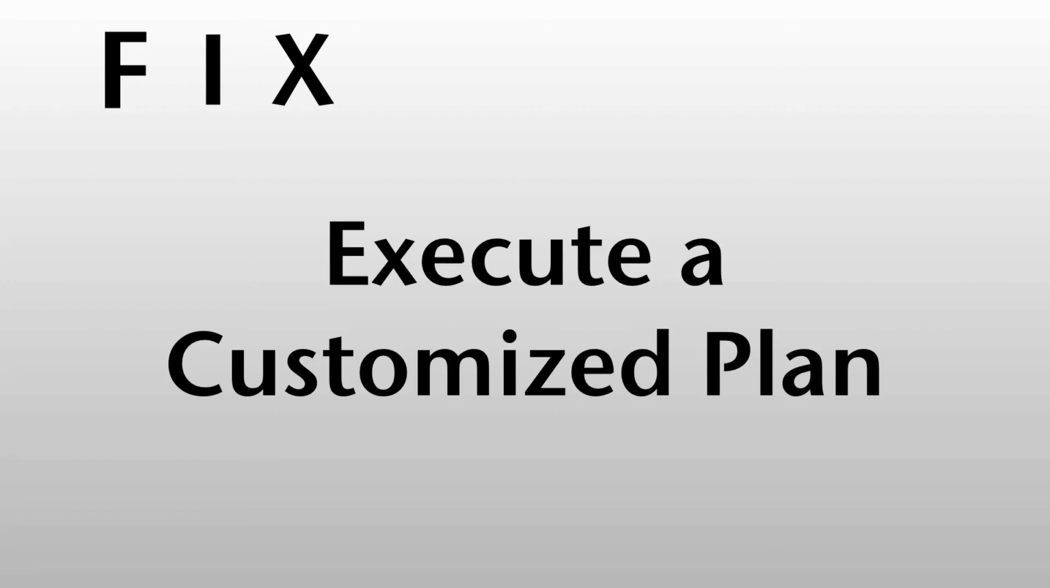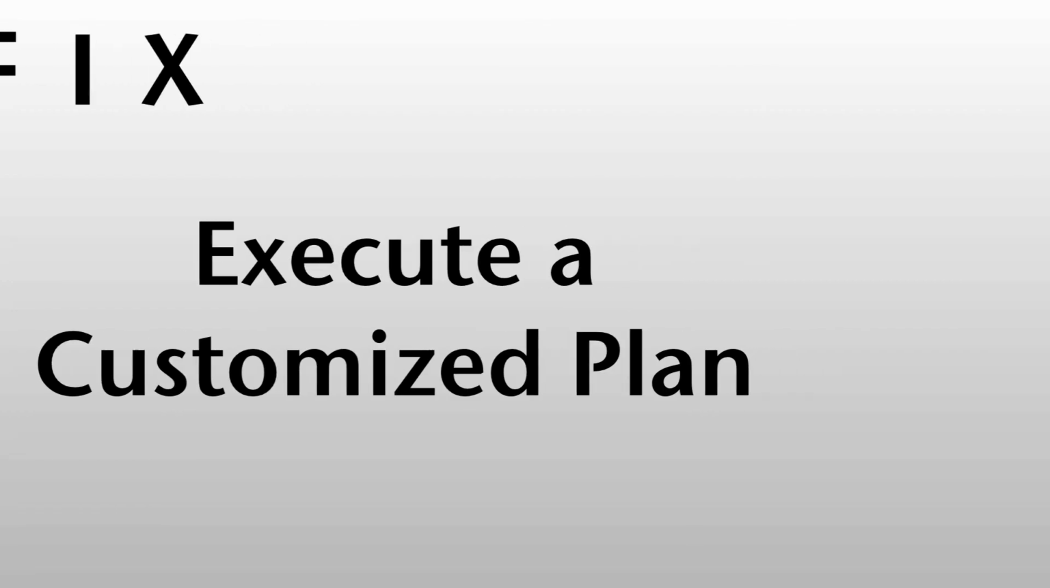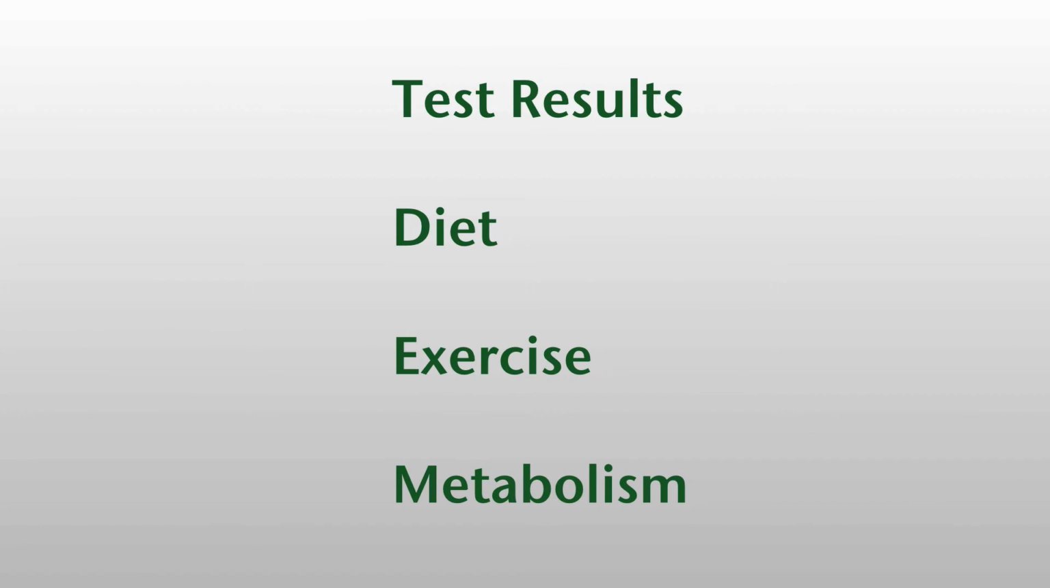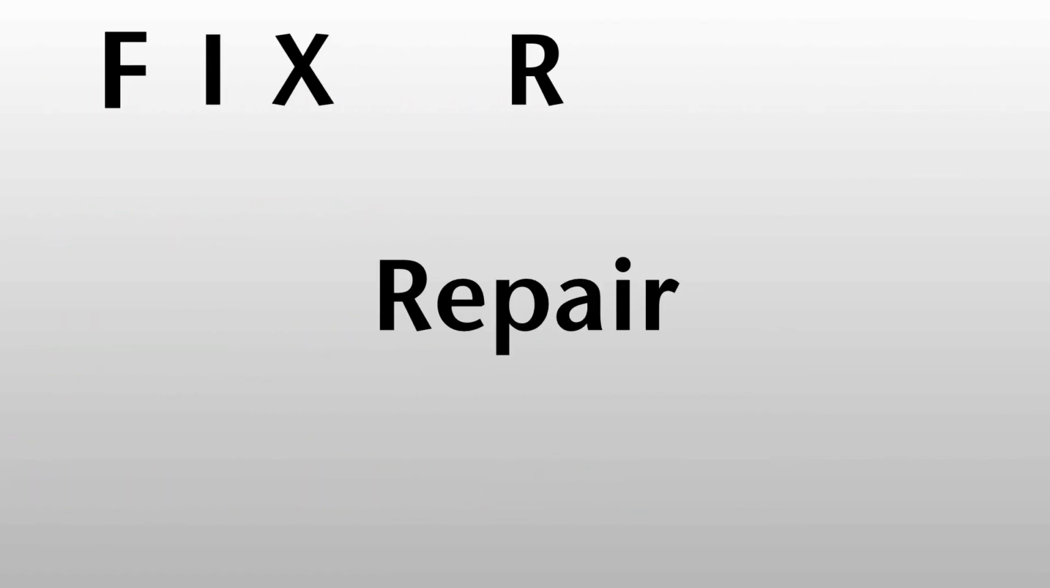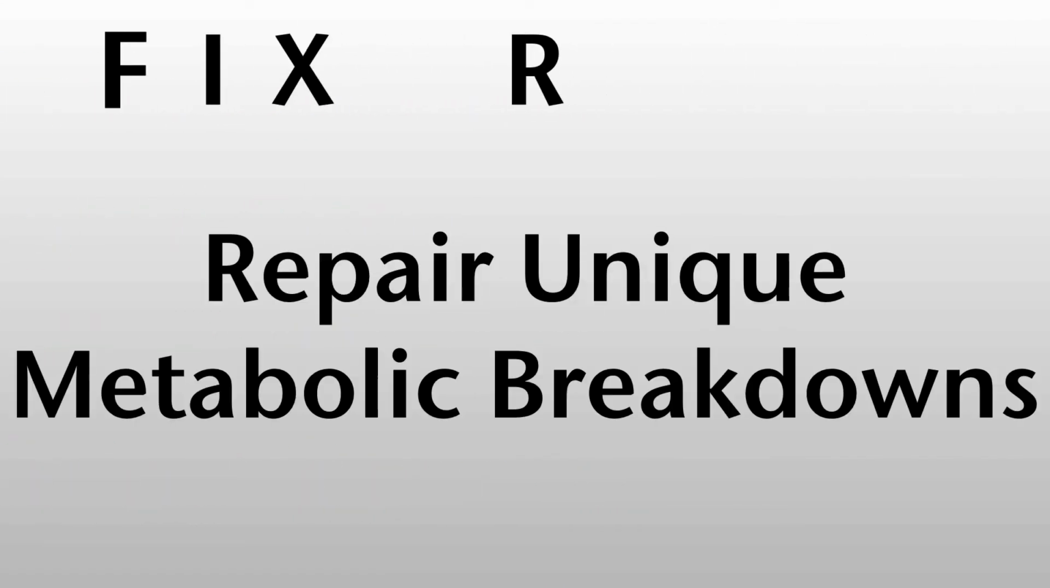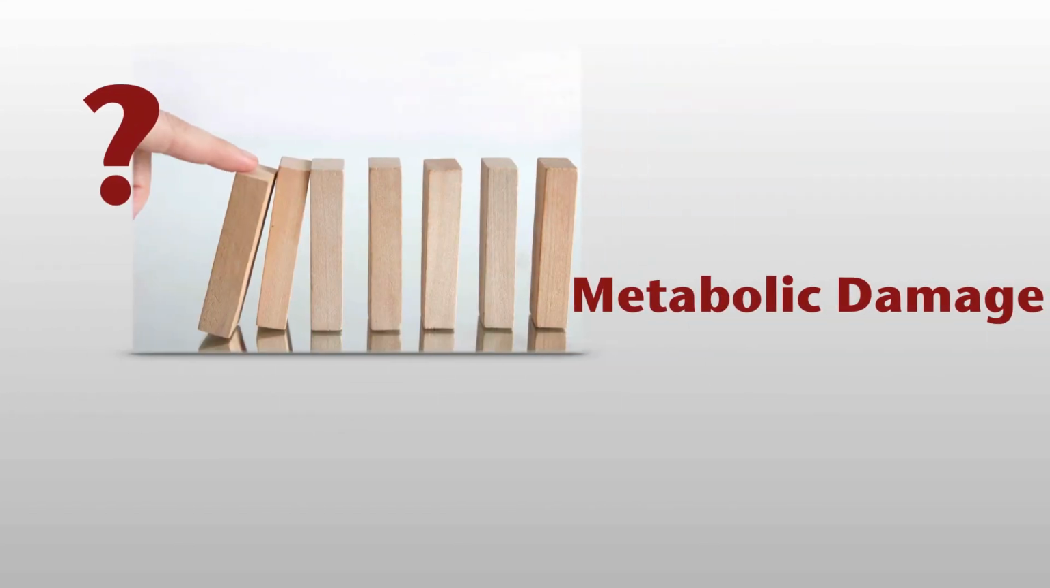The next step is to execute a customized plan. Metabolic breakdowns and underlying problems will differ from person to person. In order to get your body back on track, you'll need two things: a plan that takes into account your test results and an organized plan of attack that takes diet, exercise, and metabolism into account. You cannot beat metabolic damage with the latest diet craze. You need an organized plan. In laying out your metabolic recovery and repair program, the order in which you tackle problems is also important and consists of the last 4 steps of Fix Rate.